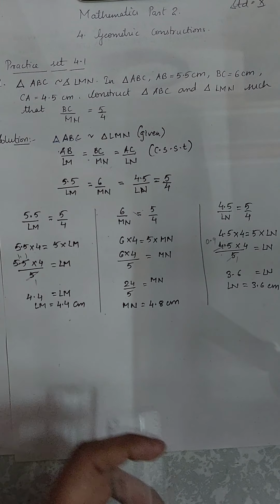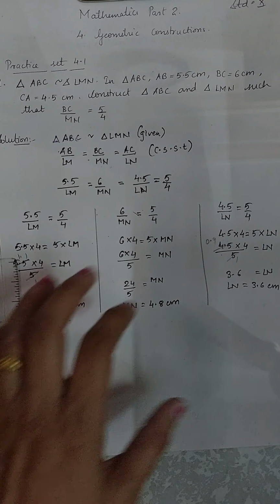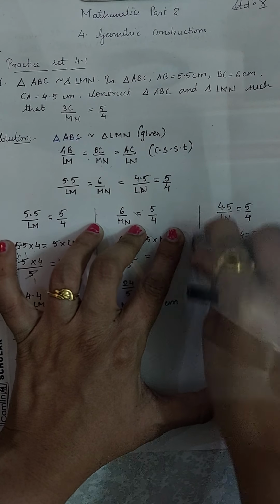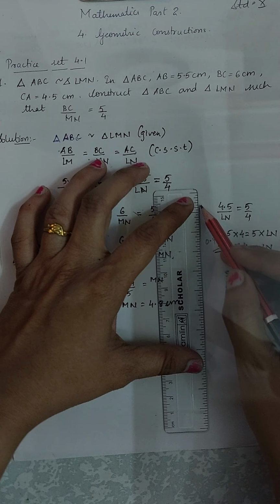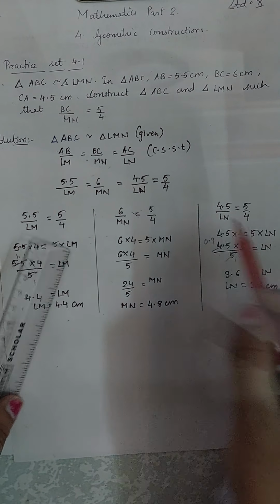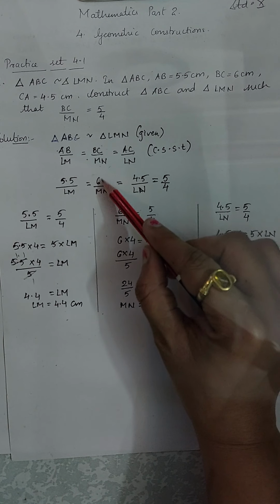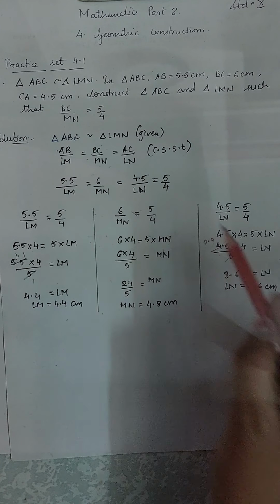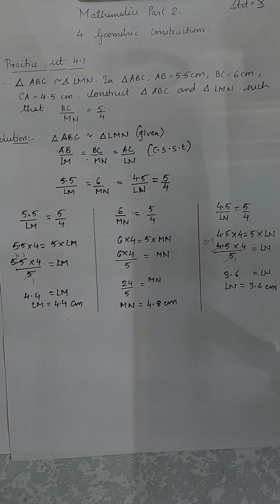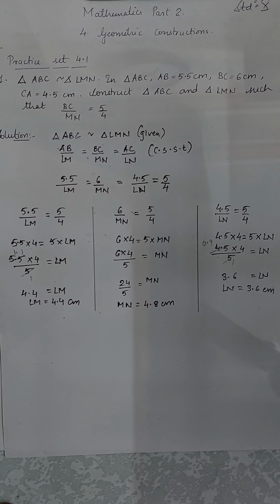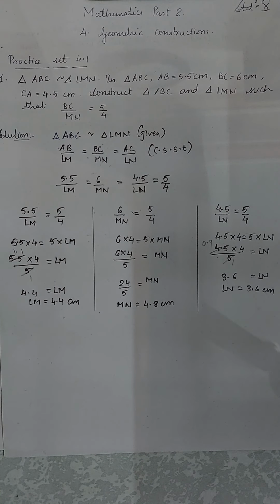What we did, children, we first wrote the proportional sides, and then we substituted the values, and then we also said that BC upon MN is 5 upon 4. So BC upon MN we wrote 5 upon 4, and to get each and every value we just cross multiplied.